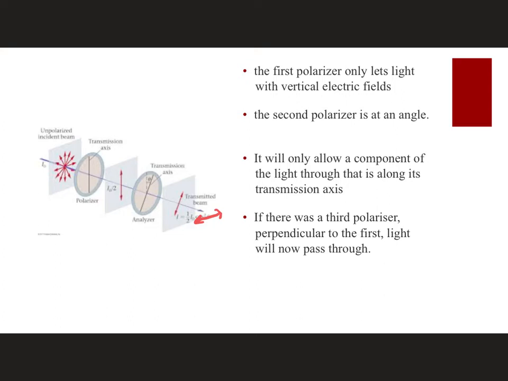Remember I said on the last slide, if I had the first one vertical and the second one horizontal, nothing would get through. But that's not the case here, because now I have this first one vertical. The second one is on an angle, so it's letting components in this direction. If I have a third one that's now horizontal, realize that this angle here has a vertical and a horizontal component. So when it gets to my third polarizing film here, I actually will get light to come through.